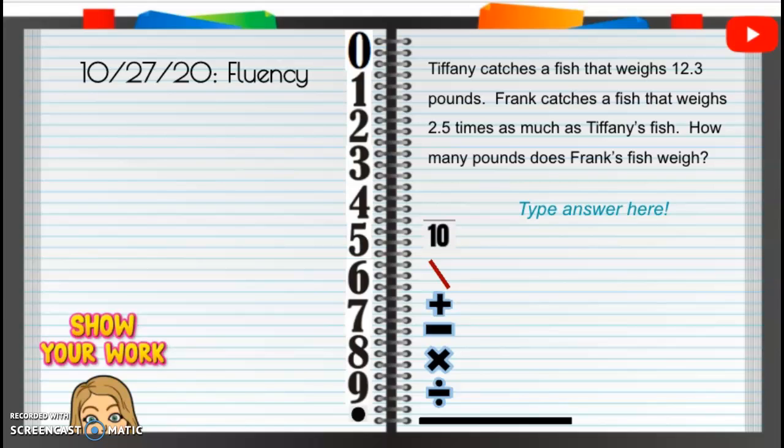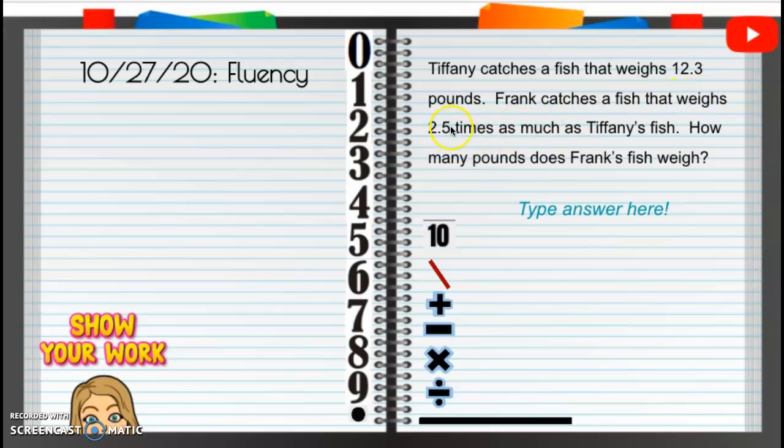October 27th, 2020, Fluency. Tiffany catches a fish that weighs 12 and 3/10 pounds. Frank catches a fish that weighs 2.5, or 2 and 5/10, times as much as Tiffany's fish. How many pounds does Frank's fish weigh?